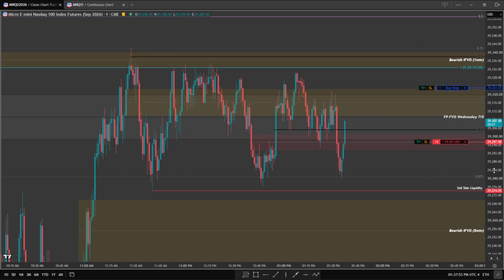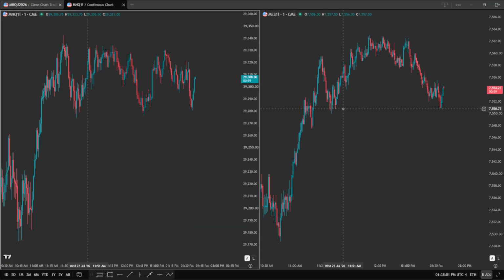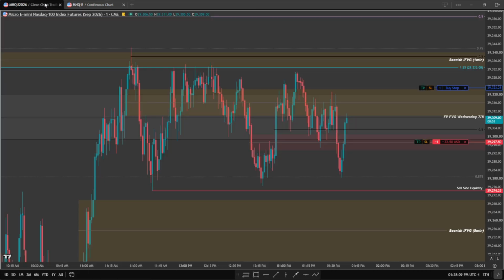I don't like how deep it's retracing into that. I don't like that. Wow. I hate that. Don't like it at all. Look at this inversion. Needs to run back down aggressively.